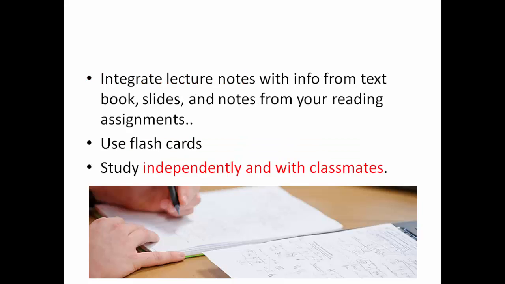Integrate lecture notes with information from textbooks, slides, and notes from your reading assignments. Try and find answers to your own questions whenever possible. Use flashcards. Some people like them, some people don't. But if you like them, use flashcards for appropriate material such as terms and diagrams and flowcharts, etc. Study independently and also with your classmates. It can often be beneficial to discuss concepts with a partner or have a classmate test your knowledge. However, it is also important to spend a certain amount of time studying and concentrating on your own. This is especially true near the test time.